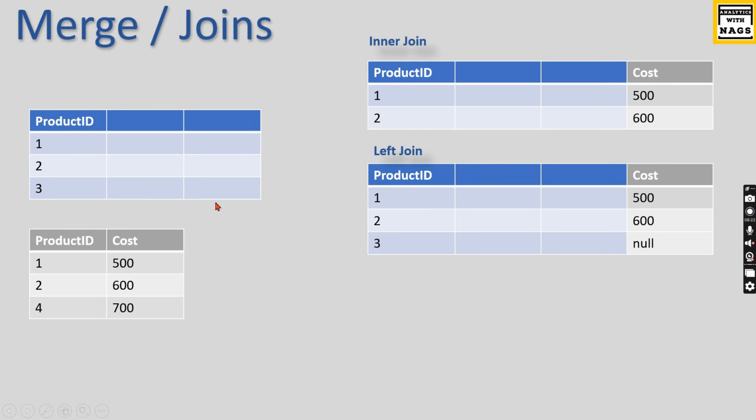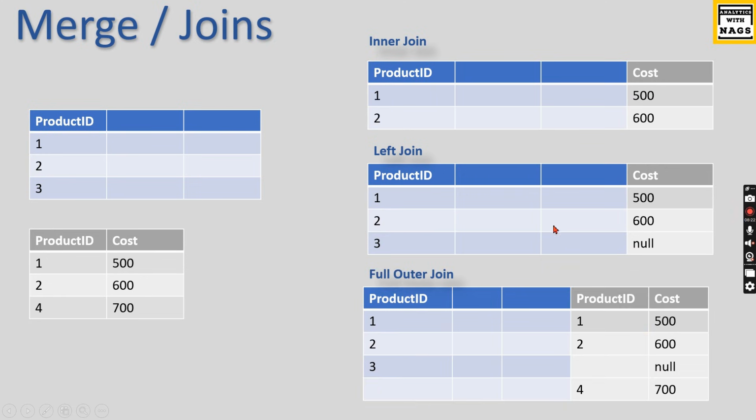Right outer join is in contrast. It will return all the records from your cost table, then only matching records. I'm not demonstrating that. 90% of your business questions will be answered with inner join and left outer join.